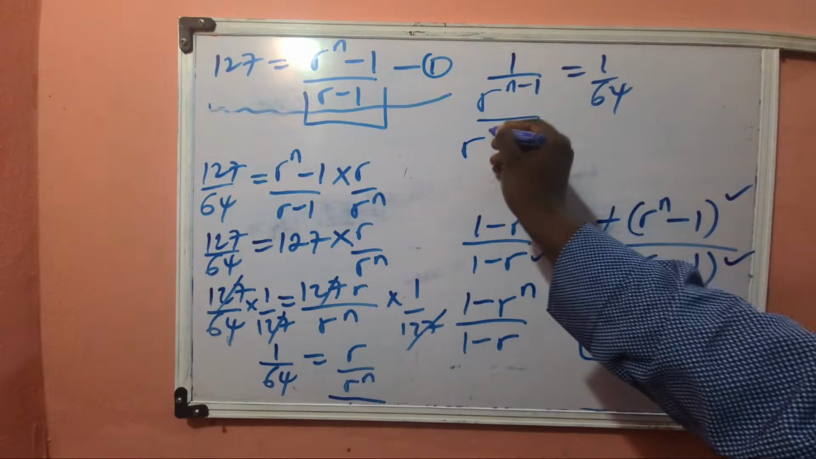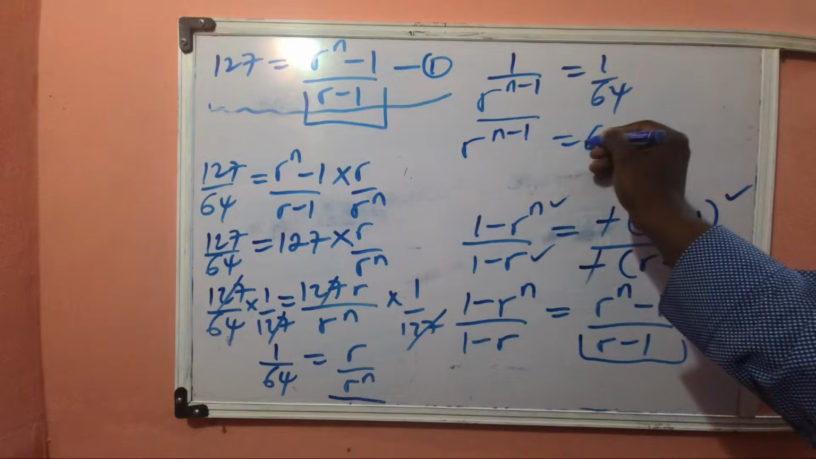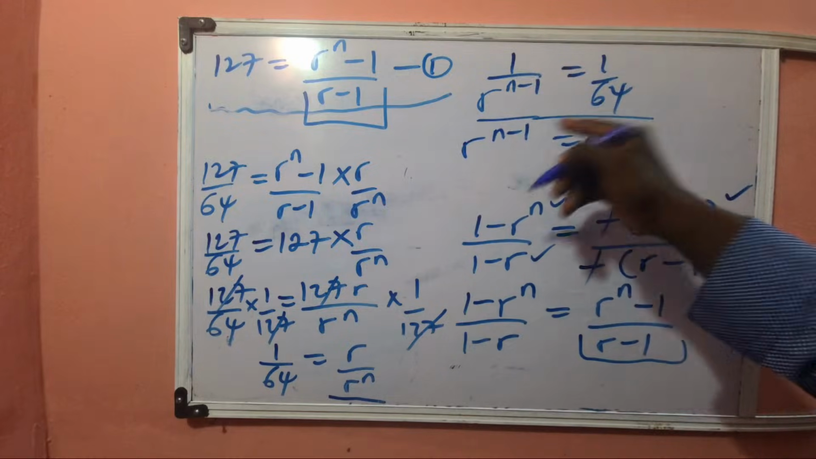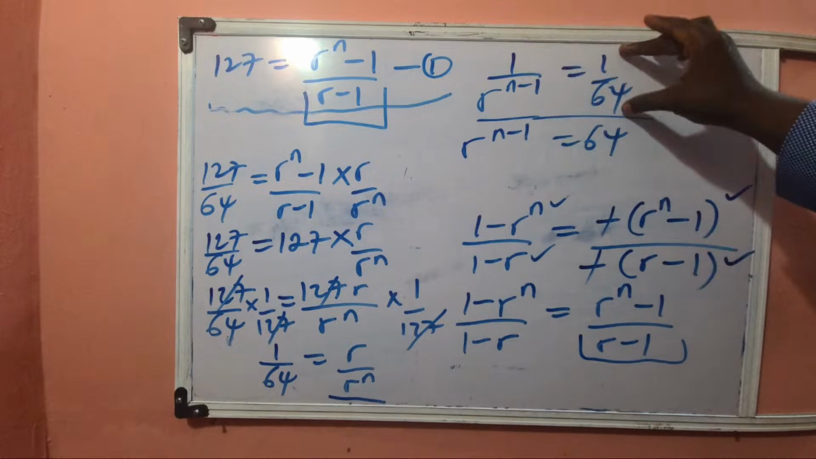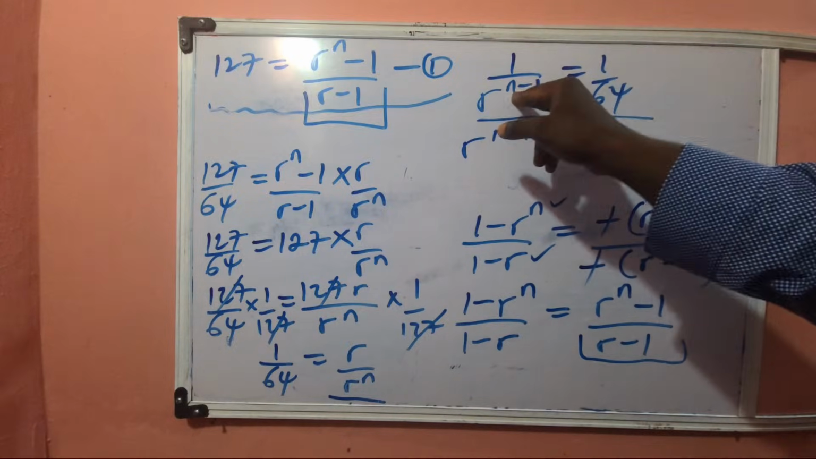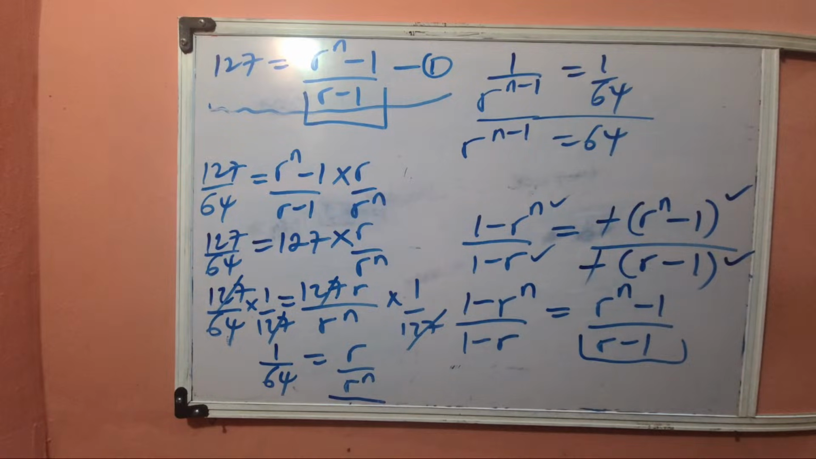I'm sure you know that this is very right. From here, from what I have here, I can write this because it's just very right. It works very much like that because I have the same thing. So I can go on to write r raised to n minus 1 equals 64, by the law of indices.